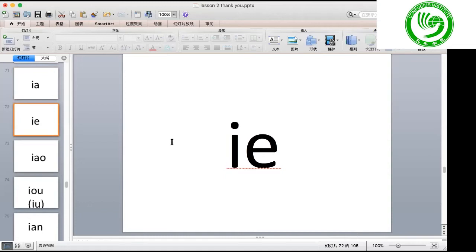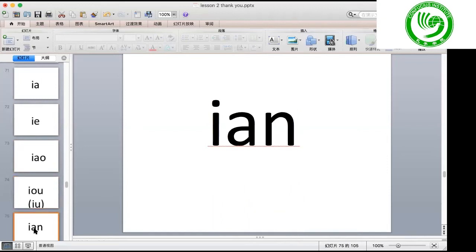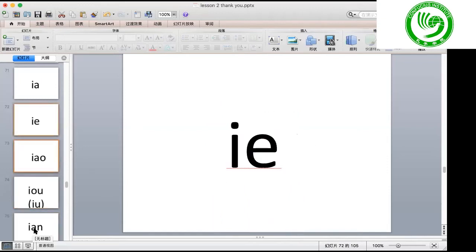Ye, 很好。腰，腰。From the beginning, 鸭，耶，腰。Next one, 忧。忧。忧。They are the same. We're going to explain it later, but they are the same, okay? Next one. 烟, from the beginning.